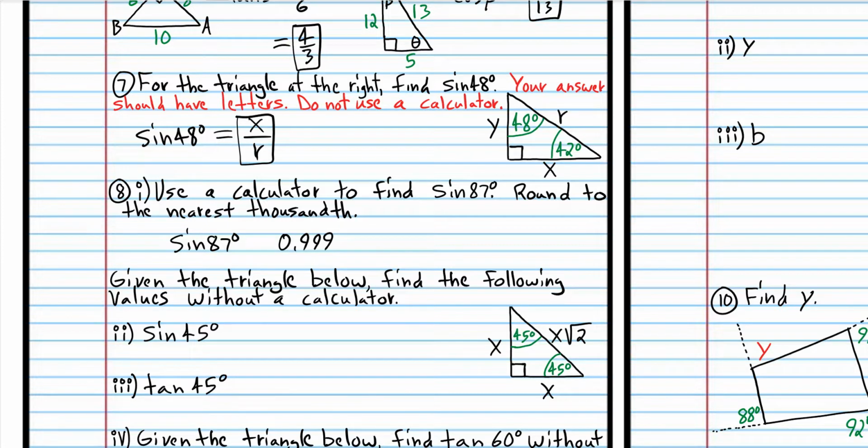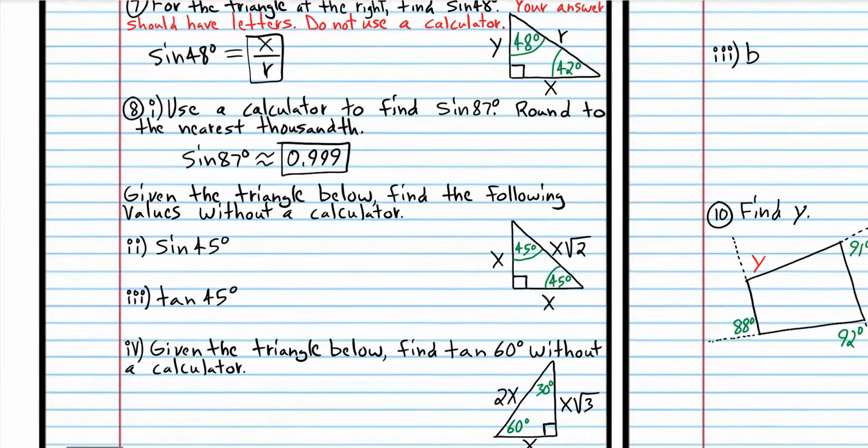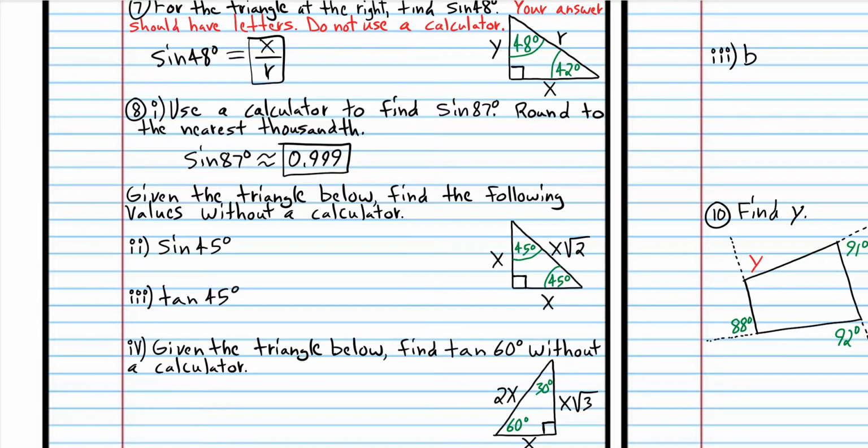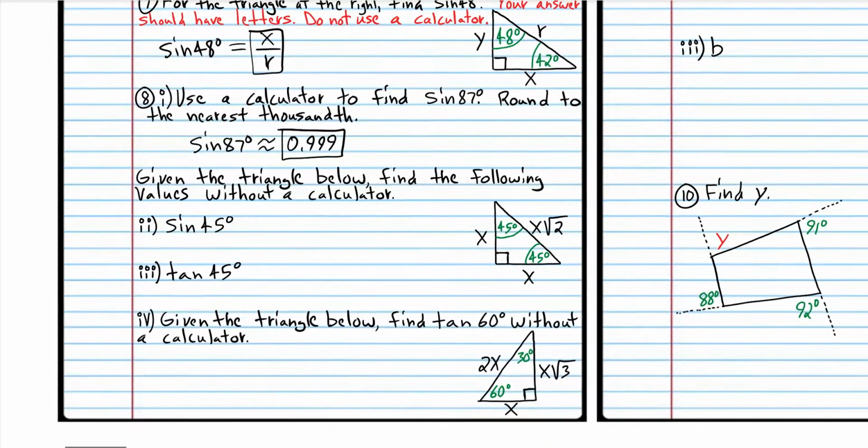And we want to write squiggly equal signs to show that that's actually an approximation. So if you got that one right, good job. Go ahead and try parts 2 and 3 and 4. And when you come back, we'll do it together.